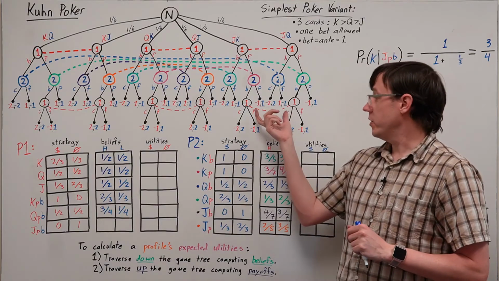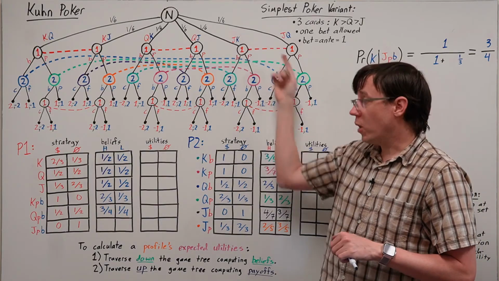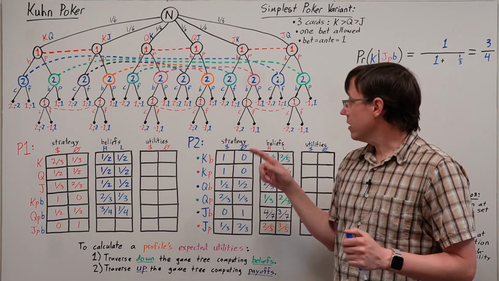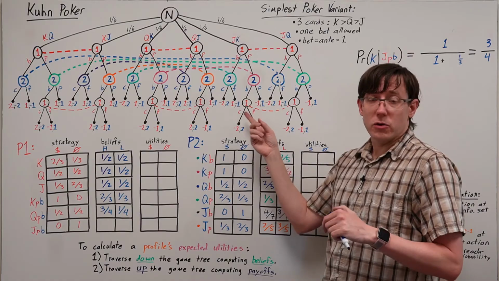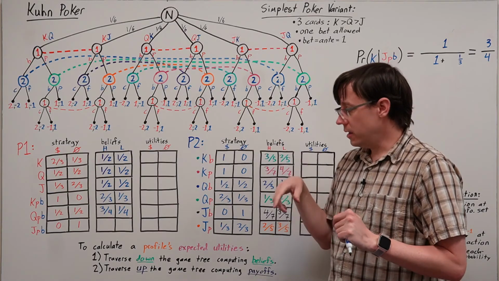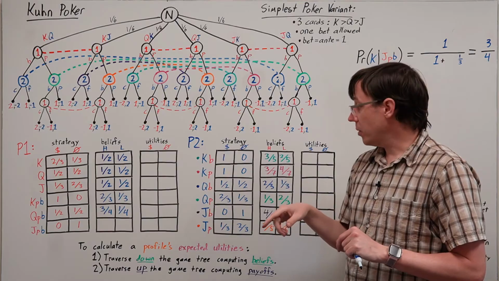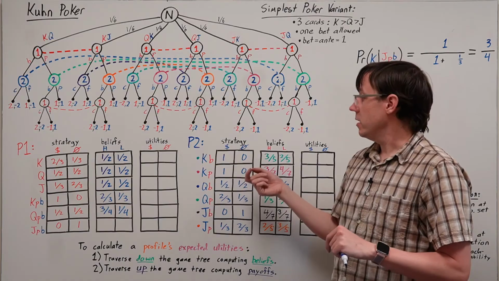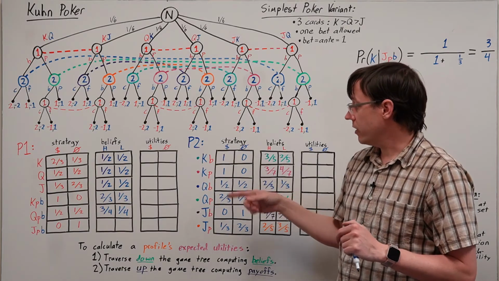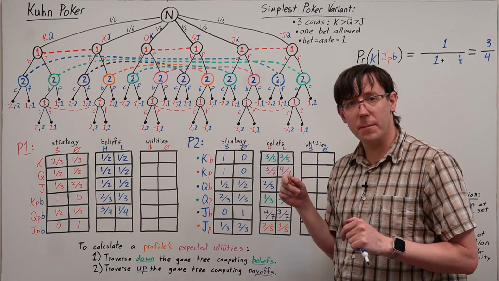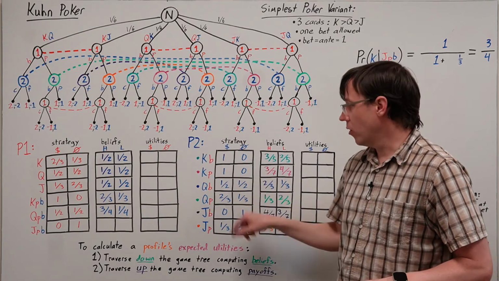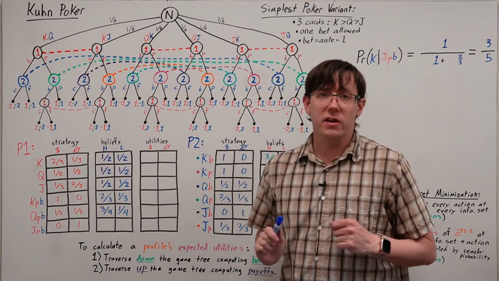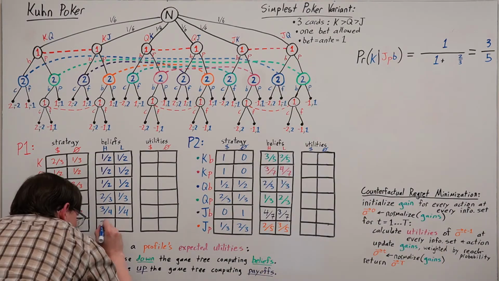Finally, we come to the information set where player 1 was dealt a jack and then passed and player 2 bet, in which case the probability that player 2 has a king is the probability that player 2 bets with a king divided by the total probability that they will bet with either a king or a queen. And so we get 1 over 1 plus 2/3 for a conditional probability of 3/5.